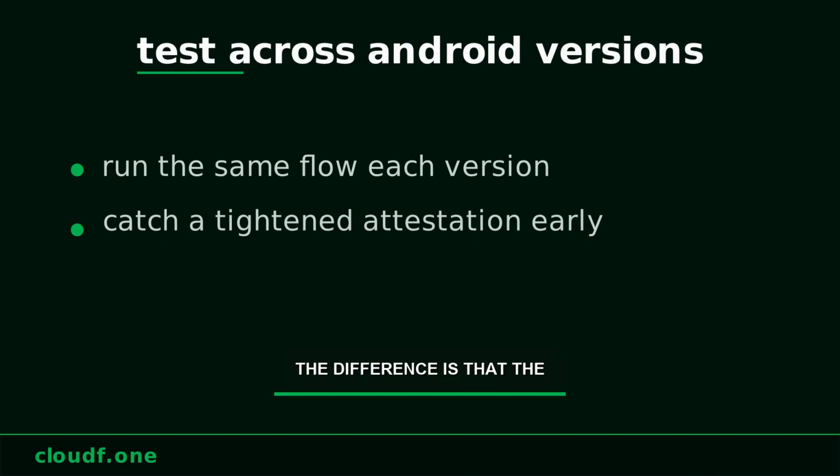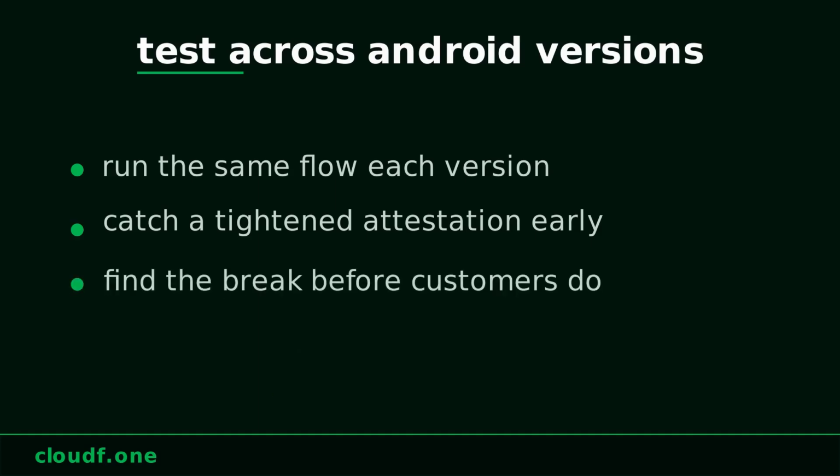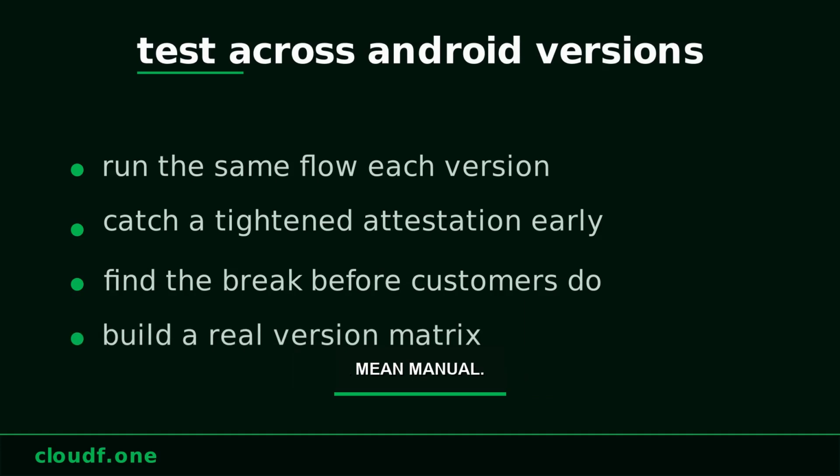The difference is that the device on the far end is genuine, so the app actually runs, the attestation actually passes, and the results actually reflect what a customer will see. Real does not have to mean manual.